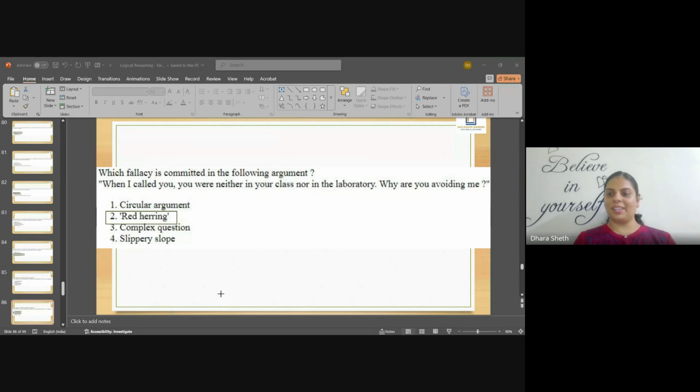Yeah, misinterpreting it so that it becomes easier to attack. If the background was not given, then we could have said it's a complex question. Okay. And why are you avoiding me is a question. It's not a conclusion. So slippery slope cannot be put here. Circular argument, of course, does not apply in this case.